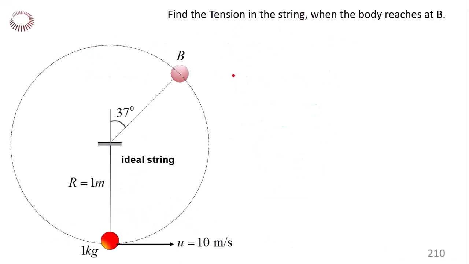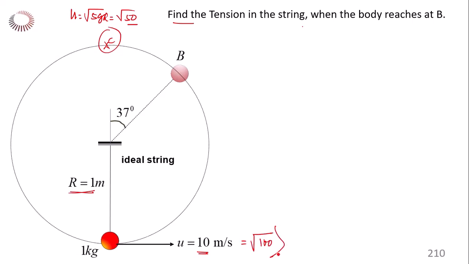Let us say I am doing this calculation. You are asked to calculate the tension in the string when the body reaches point B. First of all, you have to check whether the body can reach up to point B or not. So I am projecting the ball with 10 meters per second. The requirement of u to complete the vertical circle is that u should be at least root of 5gr, that means root of 50, because r is 1 meter. And I am throwing the ball with 10 meters per second, that means root of 100.